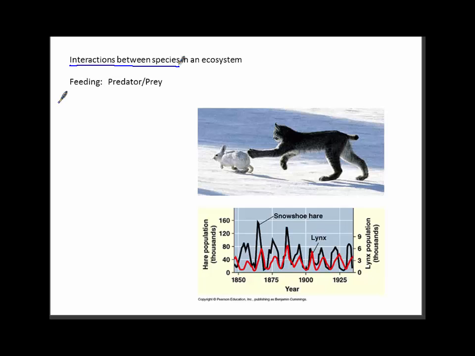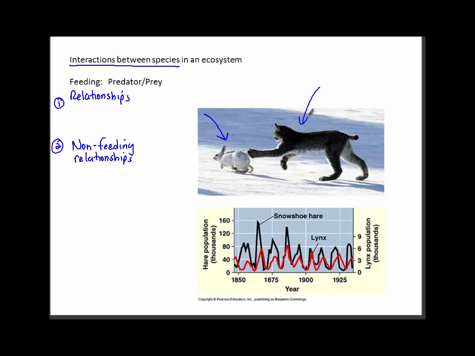And there's pretty much two types. There's feeding relationships, and then there's non-feeding relationships. The first one we're going to talk about is feeding relationships, because that's pretty straight up. We're talking about predator and prey relationship, where the prey is the food and the predator is what's hunting the food. And in this example, we have the snowshoe hare being hunted by the lynx.